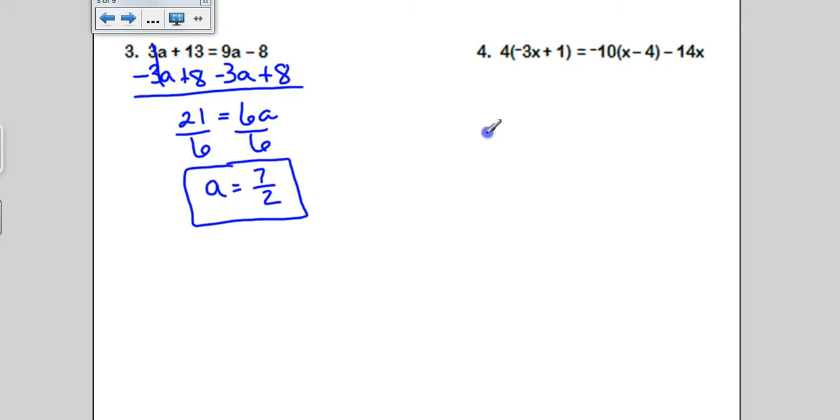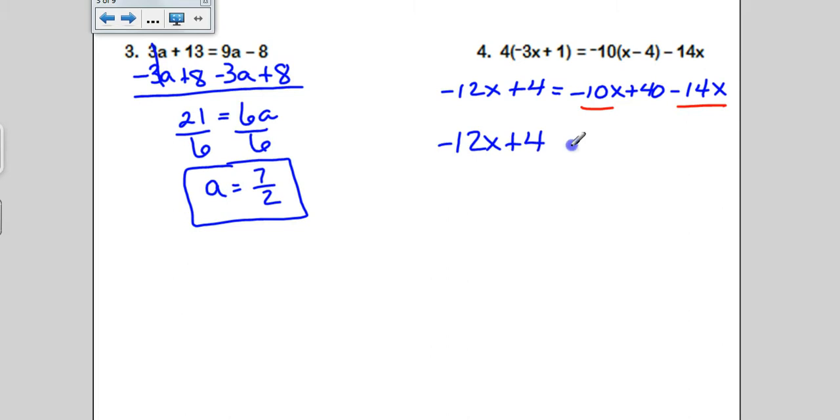Now in number 4, we're going to have to use the distributive property and go ahead and distribute the 4 into the parentheses. So we have negative 12x plus 4, and then same thing in the next part of the equation, negative 10x plus 40, and then there's still a minus 14x off to the side. Now when you look over here on the right hand side, you've got some like terms, negative 10x and a negative 14x, that you need to combine. So we're going to combine those like terms and get negative 12x plus 4 equals negative 24x plus 40.